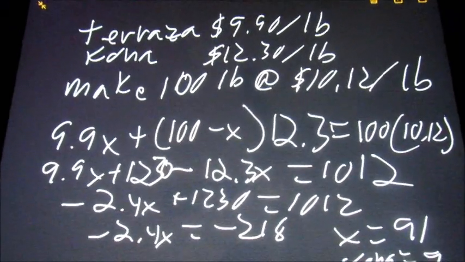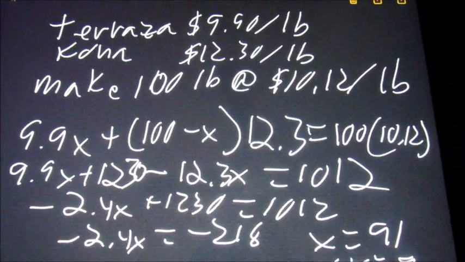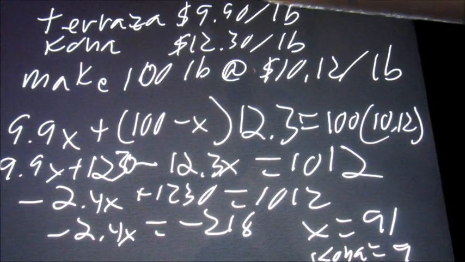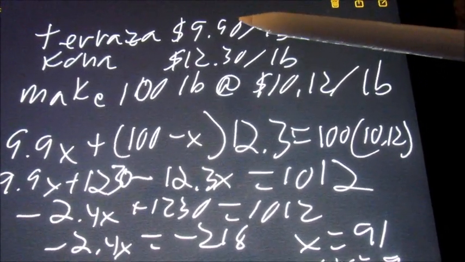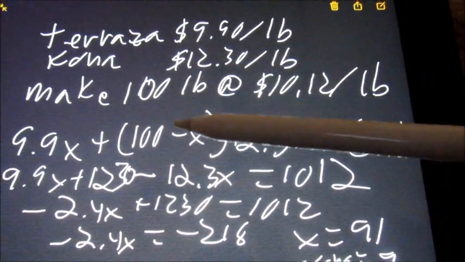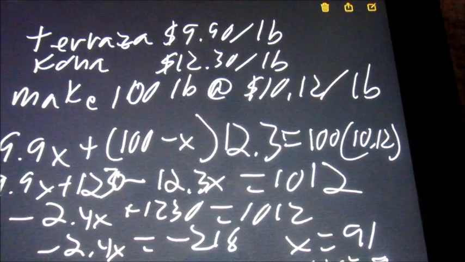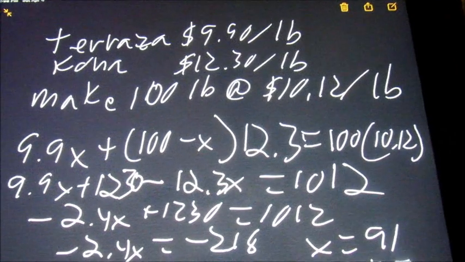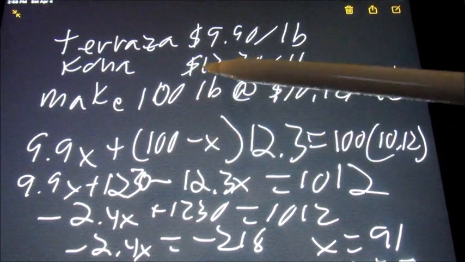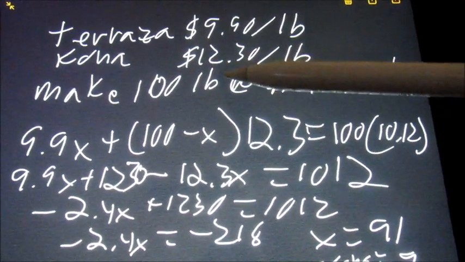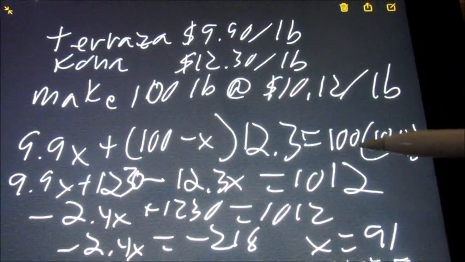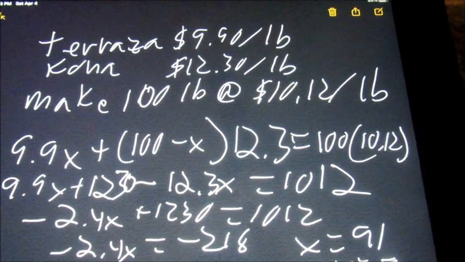Now I didn't show all the work on this one, just because I want you to be able to see the whole problem on the one screen here for a little bit. So we need $9.90 per pound of the Terrazza, $12.30 per pound of the Kona. We need to make a total of 100 pounds, and we want the total to cost $10.12. So I'm just going to put the x for the 990. That means 100, because x plus y equals 100. So 100 minus x times the 1230, and it's 100 pounds times 1012.